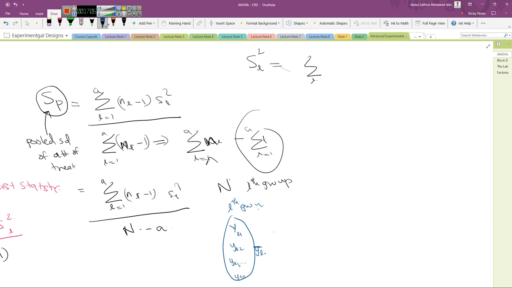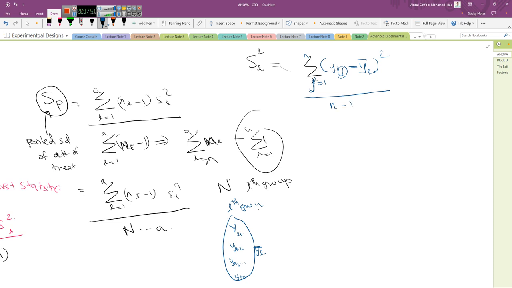Now in order to find the standard deviation of this group, I use yij, where i means the ith treatment and j represents 1 to n. So here the changing variable is only j. So it is the summation of (yij minus yi dot bar) squared, divided by n minus 1. Why n minus 1?